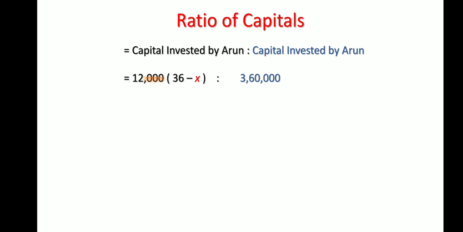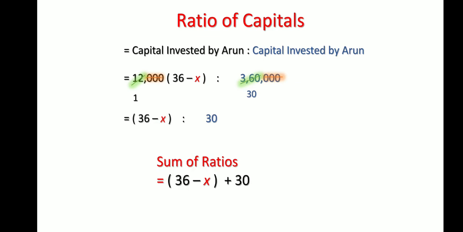So first we can cancel the 3 zeros here, then we can use 12 to cancel: 12 into 36 minus x, and 12 into 30. So what is left with is 36 minus x is to 30. So this is our ratio. Now we can do the sum of ratios. 36 minus x plus 30, open the bracket. So we have 66 minus x. So we know all this.